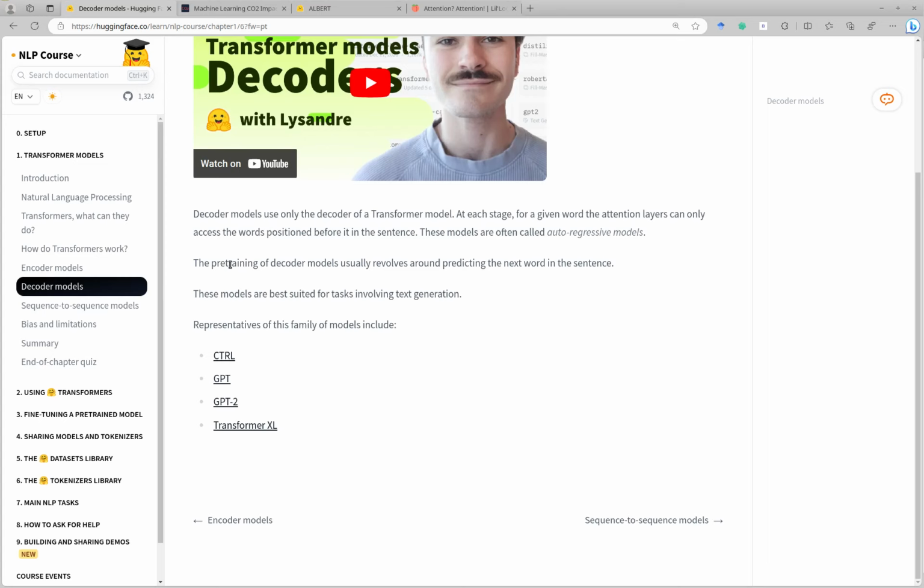The pre-training of decoder models usually involves predicting the next word in a sentence with the help of all the previous words given. These models are best suited for tasks like text generation, and some of the examples are included over here. You can go through them whenever you have time. I will be moving on to the next topic.